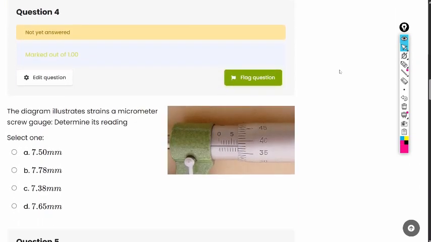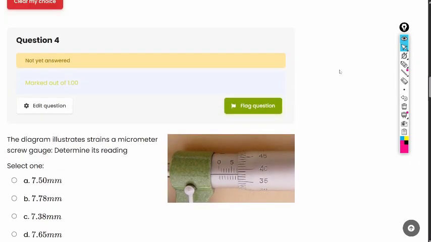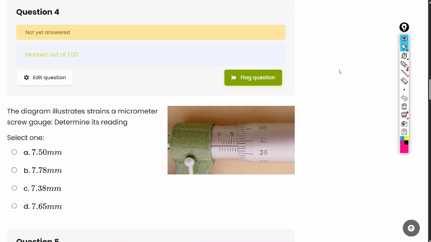Let's look at question 4. Question 4 says the diagram illustrates a micrometer screw gauge. Determine its reading. Okay, so we have 0, 5, 6, 7.